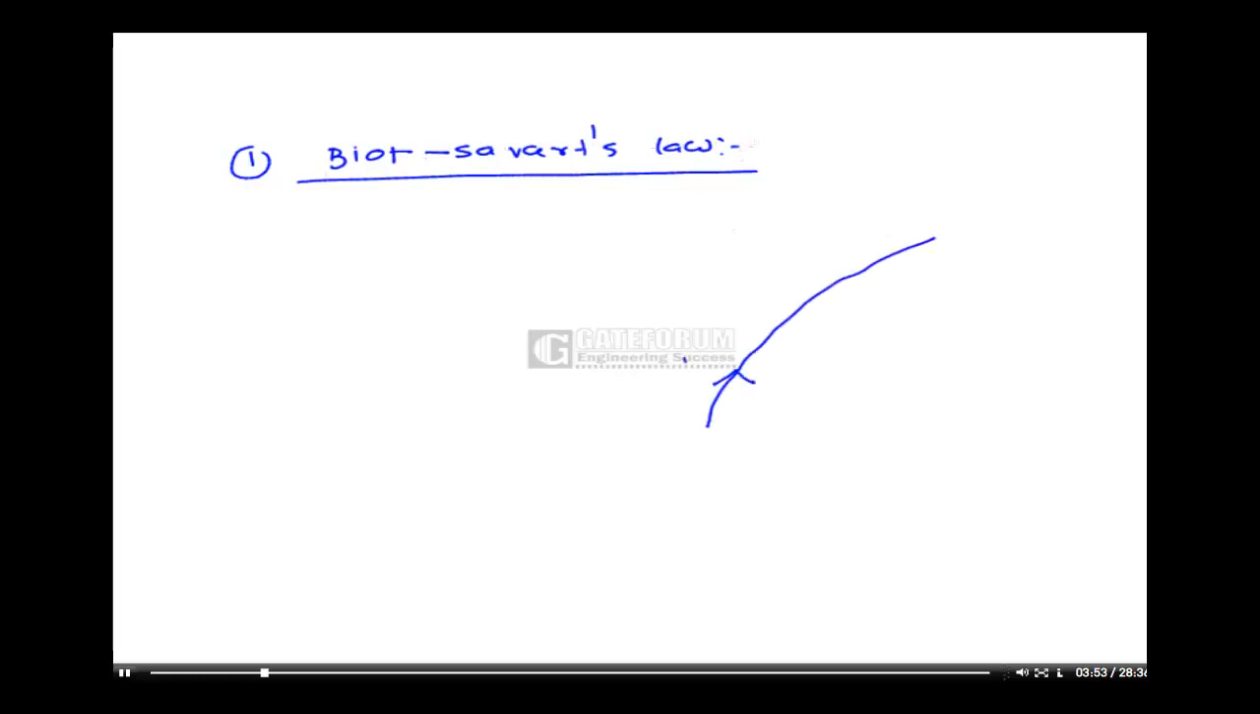The first one is Biot-Savart's law. What is Biot-Savart's law saying is, suppose this is a conductor, some constant current flow I is there, suppose this is a small length of conductor dl. Due to this current distribution at a point P, I am indicating here magnetic field with this cross. At a point P, what is the magnetic field intensity? Suppose this is making an angle alpha, this is the distance r.